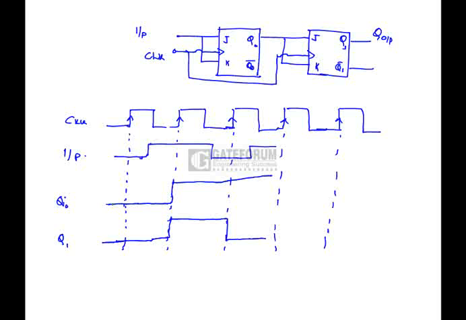So for Q0, if we draw the waveform, it is going to be like this, because if input is 0, the output remains as it is. If input is 1, the output is going to toggle, meaning complement of the previous state. Similarly for Q1, it depends upon Q0. So the final output waveform is Q1, this one.